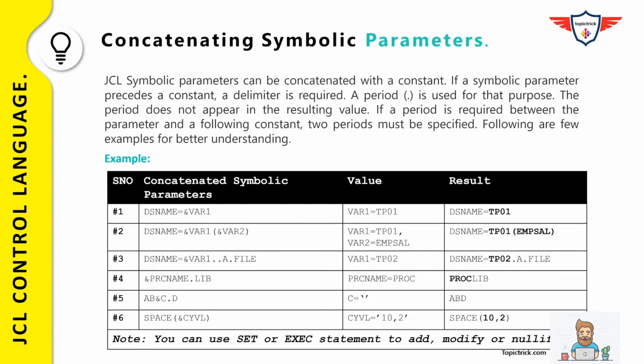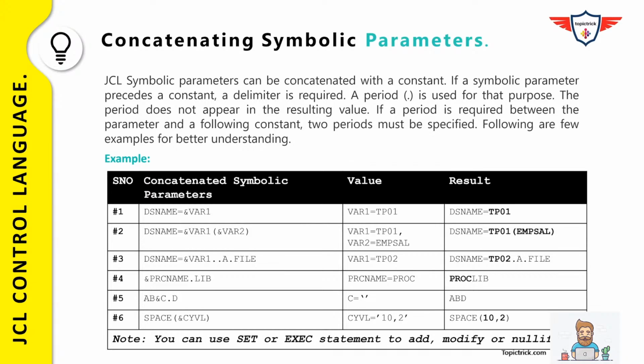And in the last column, you'll see the result, the outcome after you assign the value to the symbolic parameters. So in the first example, you have DSN followed by an equal sign, and after that you have a symbolic parameter, that is &VAR1. The value that I've assigned to this is TP01, so the output is TP01. So the DSN followed by an equal sign is going to have TP01 once it is translated, when you run your JCL.